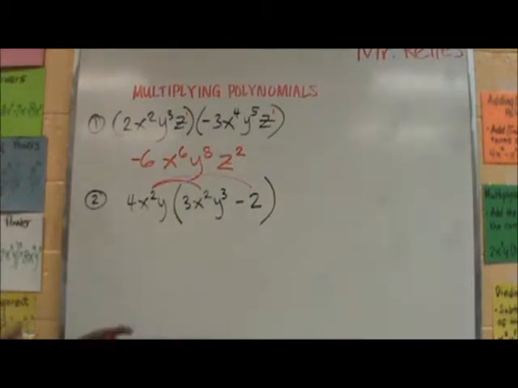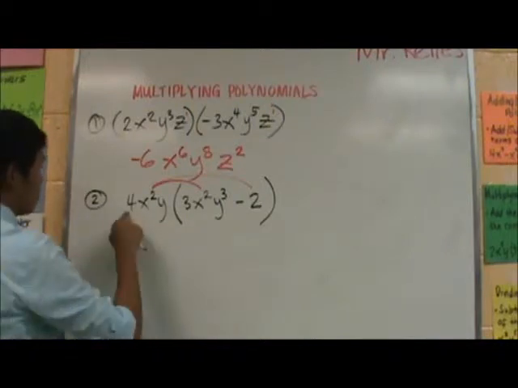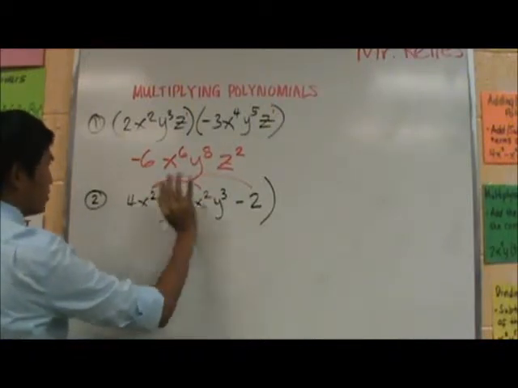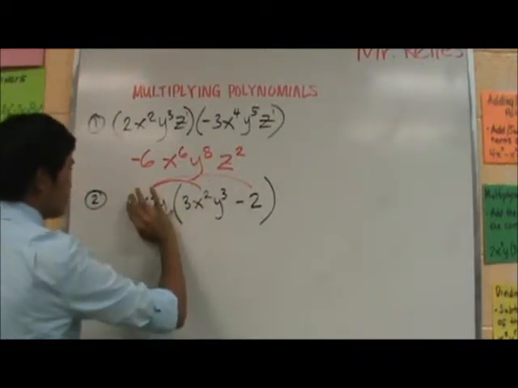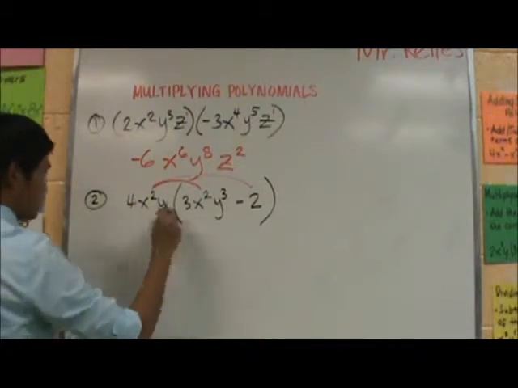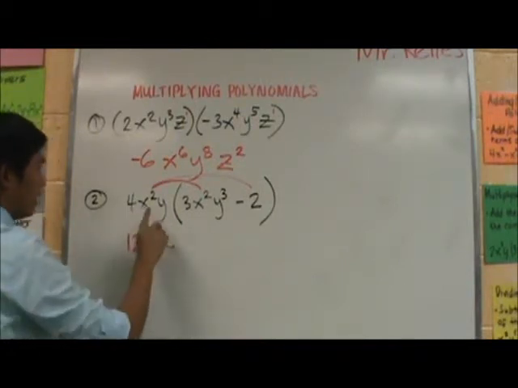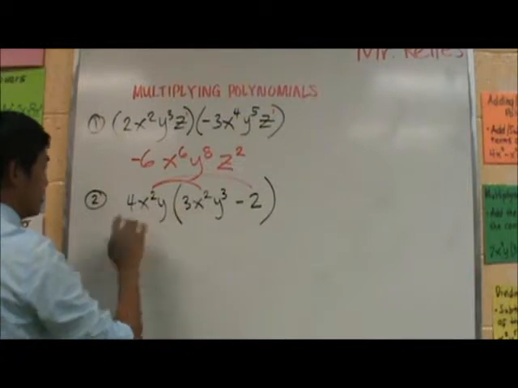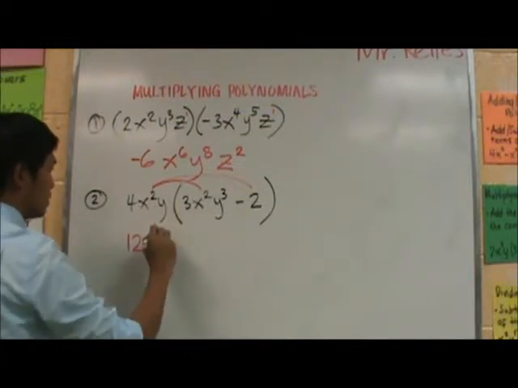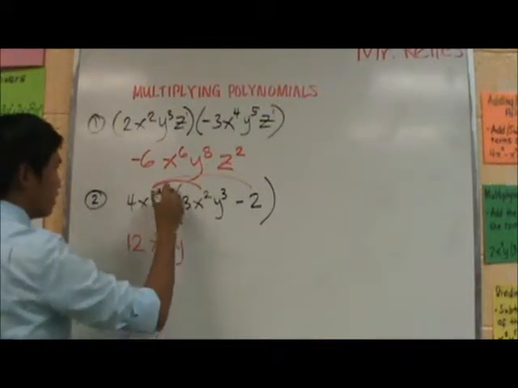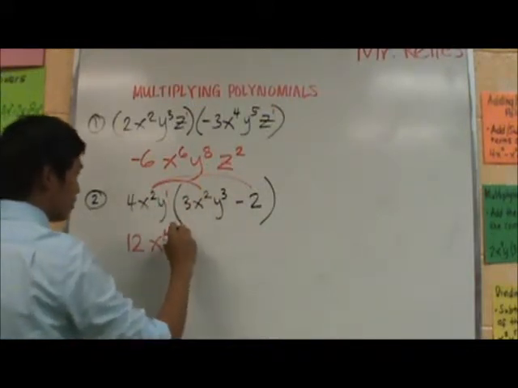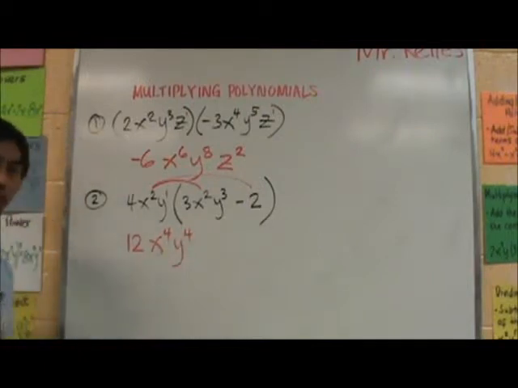But when you distribute, you have to multiply the numerical coefficients. So here we have 4 times 3. We're multiplying this monomial to the first term of the binomial, which is 3x squared y cubed. So this multiplied to that gives you 4 times 3 is 12. Again, multiply x and x, and then add the exponents, 4, and then y and y, there's an invisible 1 there, 1 plus 3 is 4.